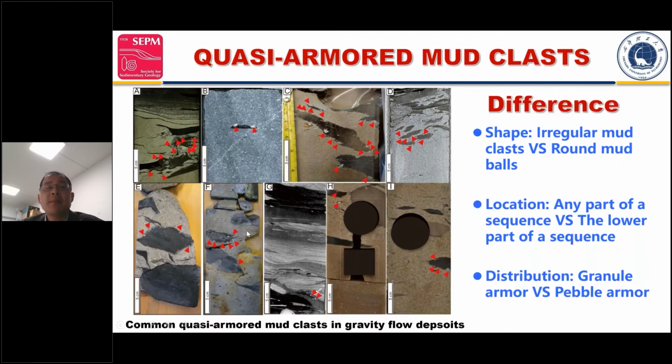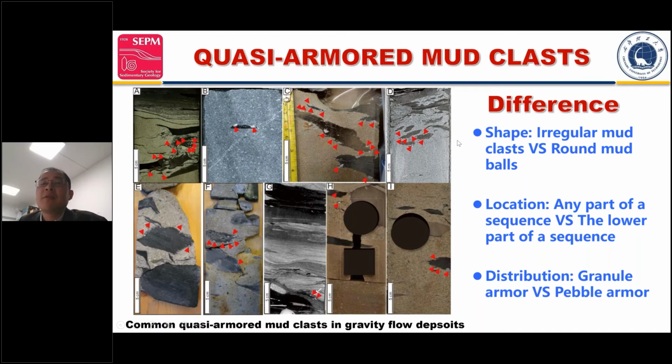So we reviewed many papers that focus on deep water gravity flow, and we finally found that actually those phenomena are quite common, but many authors simply attribute those to armored mud balls. Well, we have a different opinion.